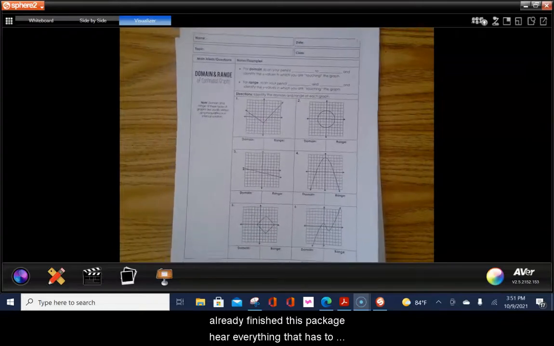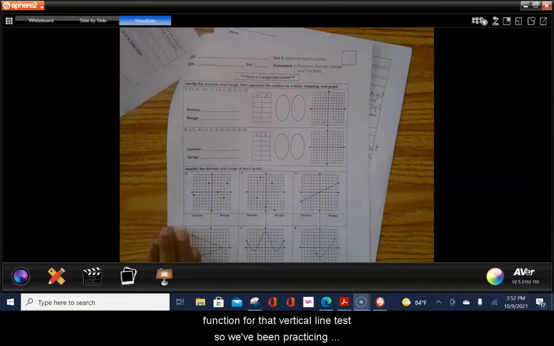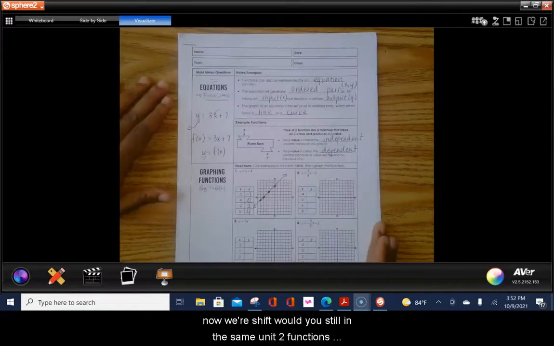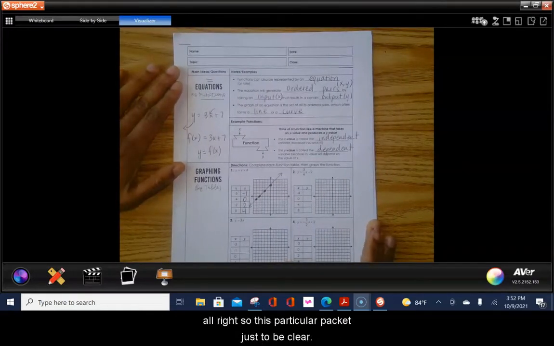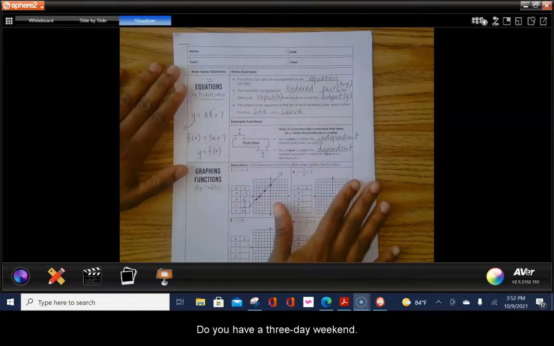Everything that had to do with domain and range, writing them in interval notation, being able to tell if a function or relation is a function, remember that? Vertical line test. So we've been practicing on everything that has to do with domain and range. So now we're shifting, which is still in the same unit, to functions. All right. So this particular packet, just to be clear, you have a 3-day weekend.